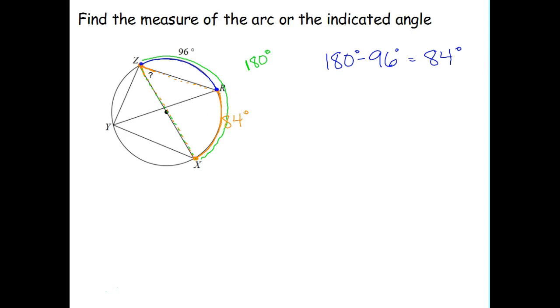Again, that doesn't tell us the measure of the angle because it's an inscribed angle, and an inscribed angle is half the measure of its intercepted arc. So in order to find out what the angle is, all we have to do is take the arc, which is 84 degrees, and divide that by 2, which is 42 degrees. So we know that the measure of angle Z is 42 degrees.